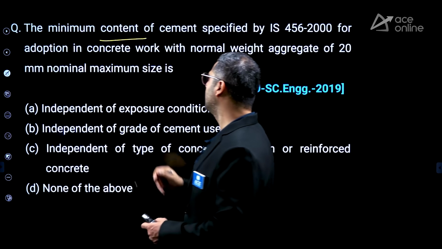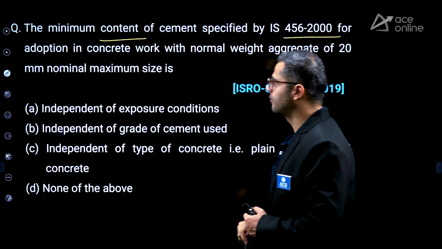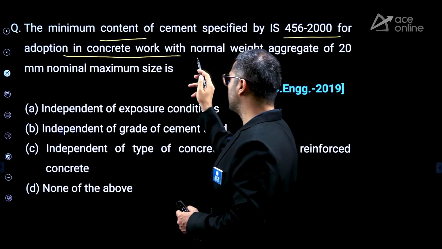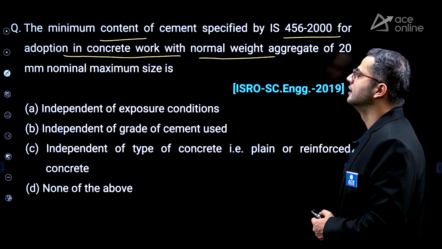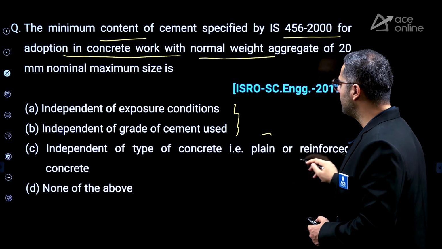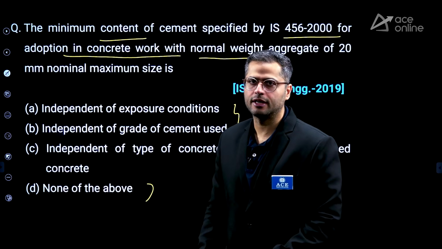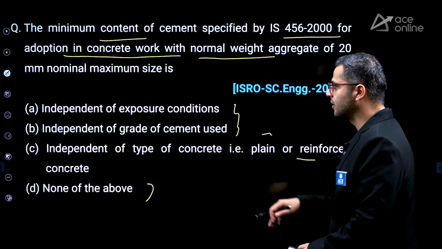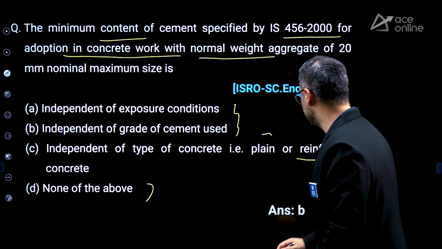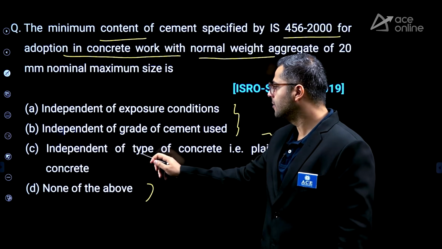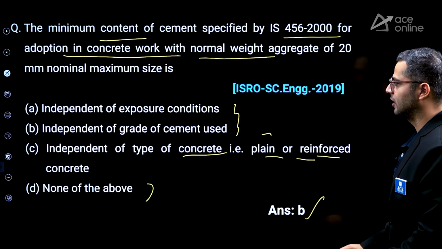The minimum cement content specified by IS 456-2000 for adoption in concrete work with normal weight aggregate of 20 nominal size is. So here minimum cement content dependency is considered. Over here they are saying it is independent of exposure conditions. No, it is not independent of exposure condition. It is actually dependent on exposure conditions. Independent of grade of cement. So yes, it is independent of grade of cement actually. Answer B shall be there. And it is independent of type of concrete, that is plain or reinforced concrete. No, it is not. It is dependent on that.